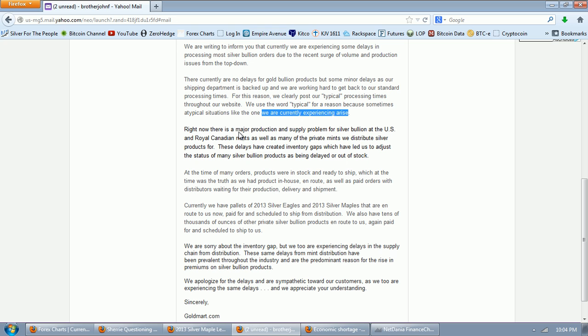Right now, there is a major production and supply problem for silver bullion at the U.S. and Royal Canadian Mints, as well as many of the private mints we distribute silver products for. These delays have created inventory gaps, which have led us to adjust the status of many silver bullion products as being delayed or out of stock. And it goes on. I'll go ahead and get a link to that and post that for you.